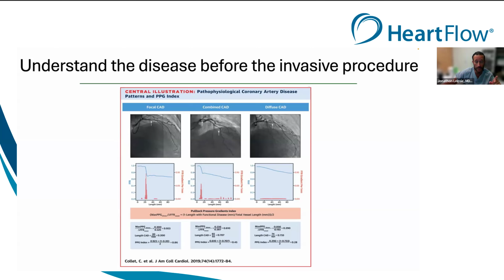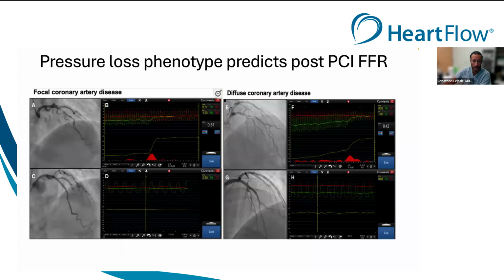All 3 of these arteries in a binary sense are abnormal. They drop below 0.8 in the distal vessel. But on the right, the pressure falls off incredibly slowly across the length of the vessel. On the other hand, on the left, you can see that there's a focal drop of pressure across a focal lesion. This really will lend itself to mechanical intervention. And again, on the right, this will not lend itself to mechanical intervention. This is actually from the PPG Global study published recently by Carlos and his colleagues in Circulation. And again, you can see that both of these invasive FFRs on the top row are abnormal.